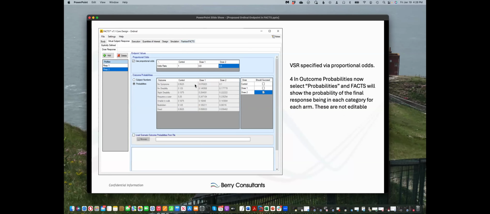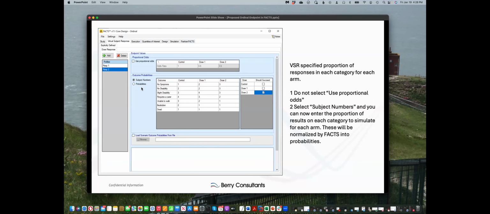And then by clicking on probabilities, you can see what the actual probabilities for patients ending up in the different categories will be for the different arms. But you can see from it being grayed out that this is for information. You can't go in there and subsequently edit it. However, as an alternative to using proportional odds, if you don't check that box, you get to put in the proportional number of patients per category for each arm.